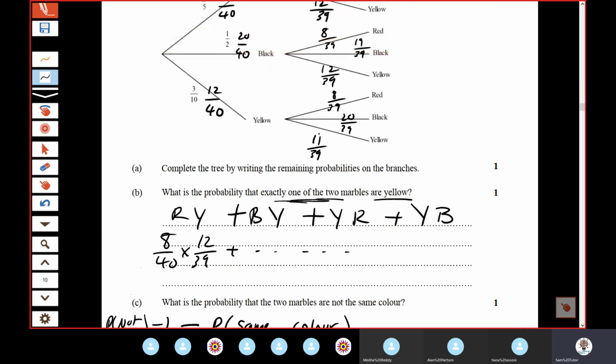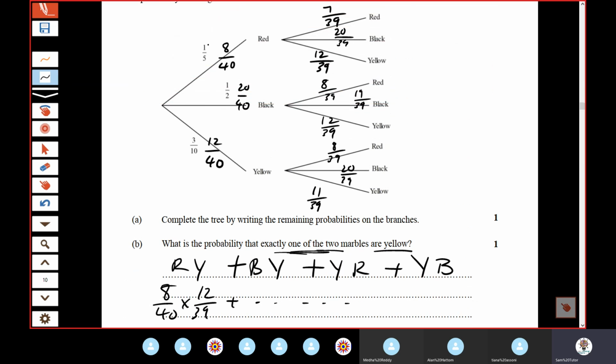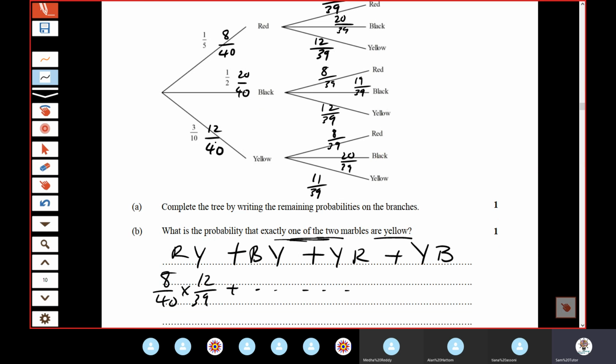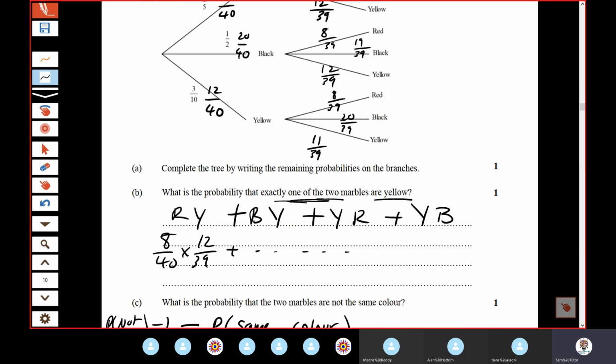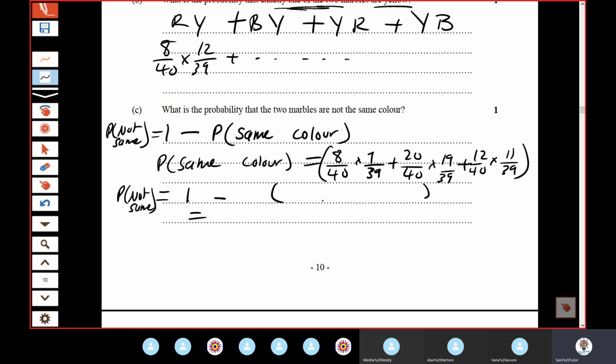Or like I said, you could have actually done red, black, plus red, yellow, plus black, red, plus black, yellow, plus yellow, red, plus, yeah. It's the same thing.